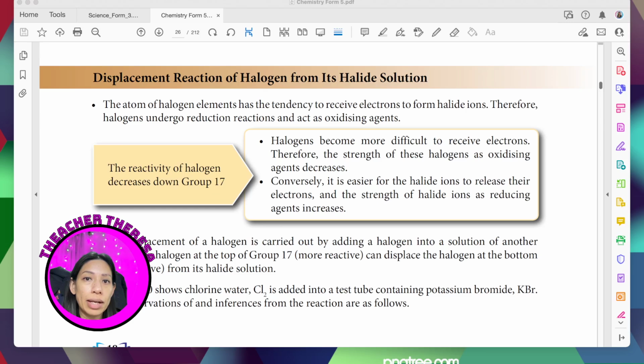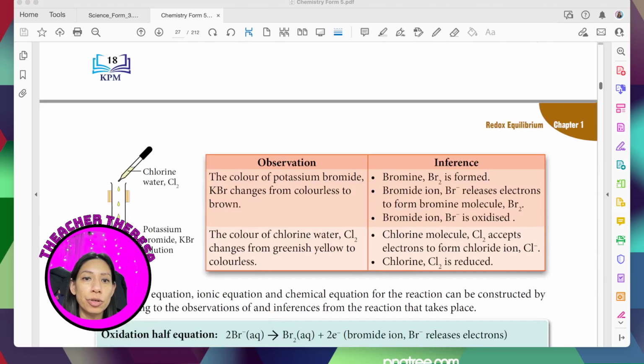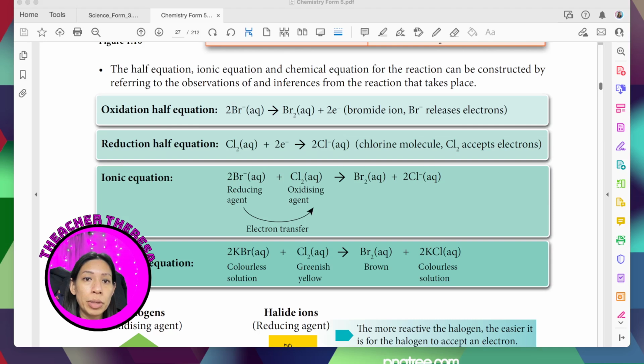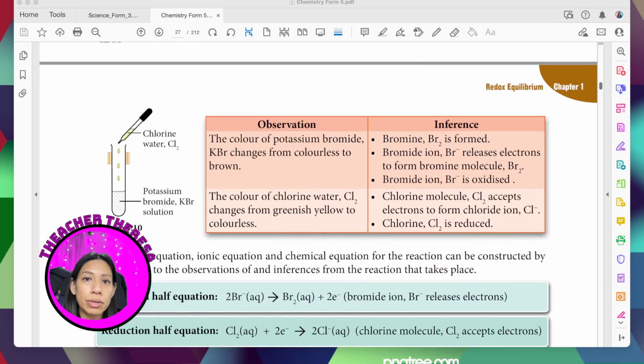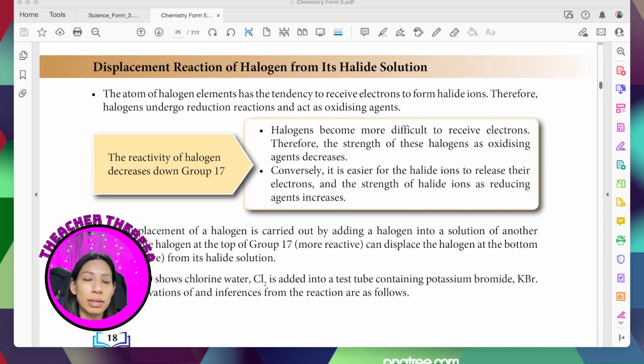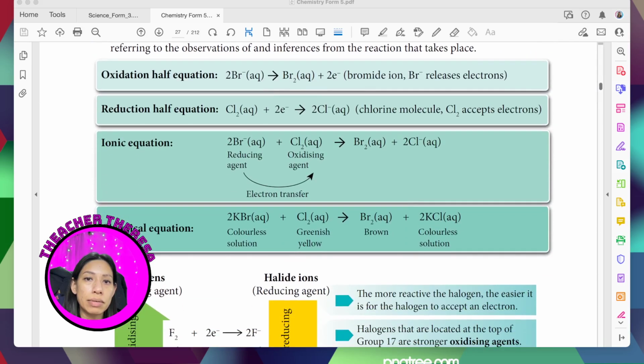displacement reaction of halogen from its halide solution. Halide means the ion of group 17. So if you have bromine molecule, the bromine molecule will form bromine ions. The bromine ions are called halide. Halogen is the molecule, halide is the ions from group 17.